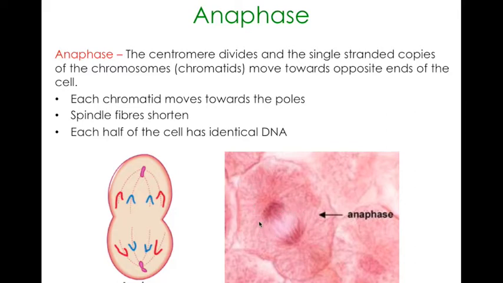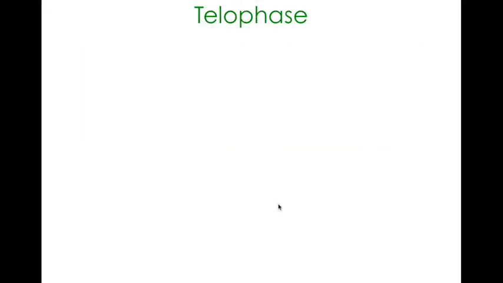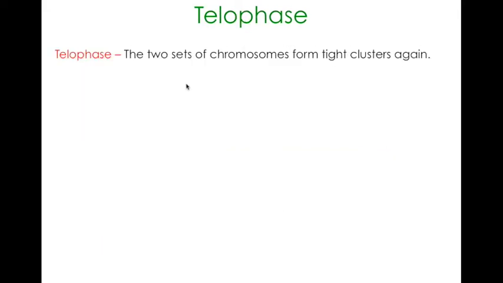Okay, so there's anaphase, and that's the snapshot of what it looks like. Okay, now the last one is telophase. Now in telophase, the cell then needs to start reforming itself into a proper cell. So the two sets of chromosomes must form tight clusters again. The chromatids have all joined together, and so they cluster up again.